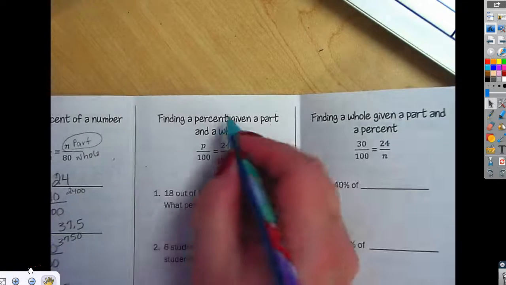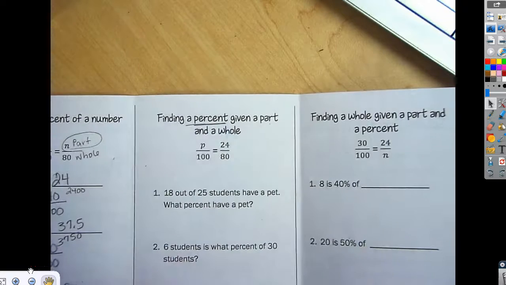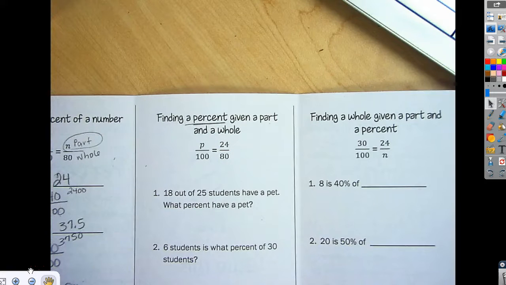Now we're going to find the percent. The percent is what's missing in this one. So we know the part, we know the whole, and we know the 100. So the part that's missing is the percent. So let's look at number 1. 18 out of 25 students have a pet. What percent have a pet? So now we're working the other way. I don't know that you've ever done problems where you had to find the percent.